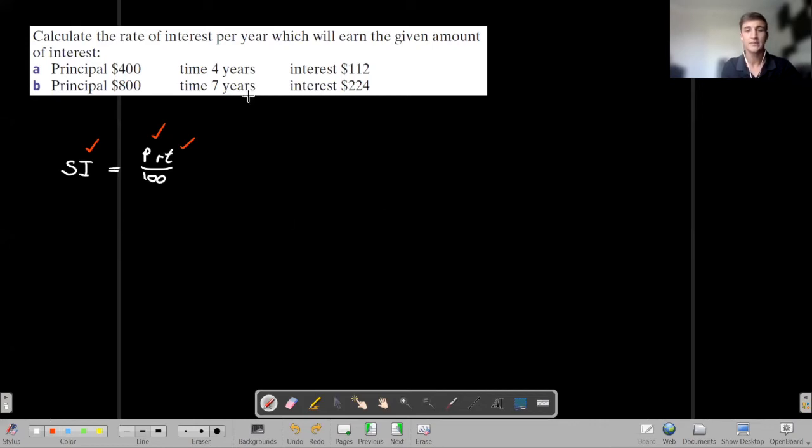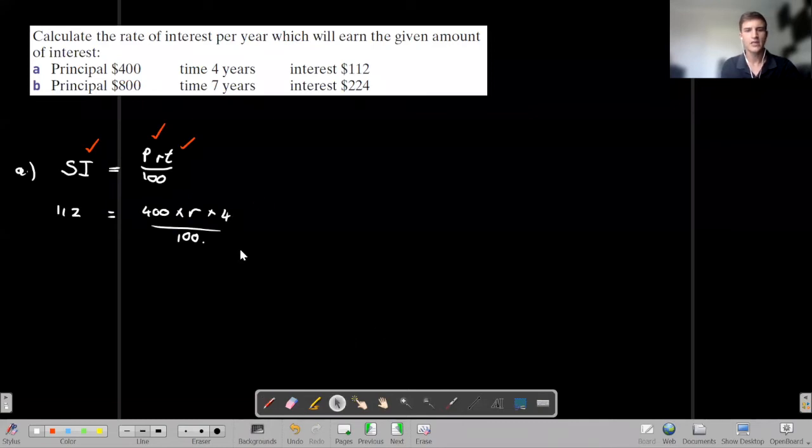Firstly, let's substitute these values. My interest is 112, and this would be equal to P, which is 400, and we don't know what R is, so let's just put R as is, and the time is 4 years. Everything divided by 100.